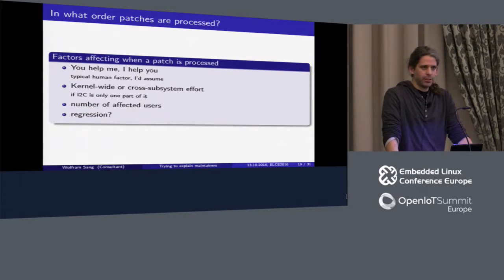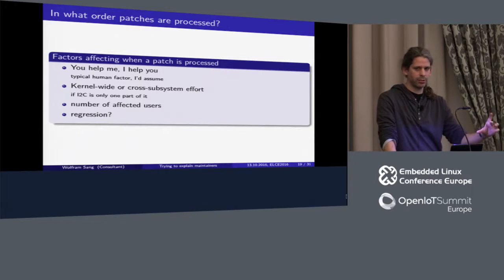Then there are patch series touching a lot of subsystems, cleaning up something across the whole kernel, and I2C is just one small part of it. Of course, then I don't want to be the blocker to have a group effort failing. So this is another priority boost.